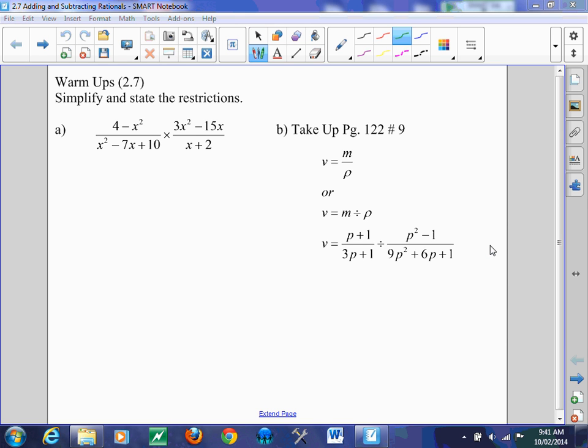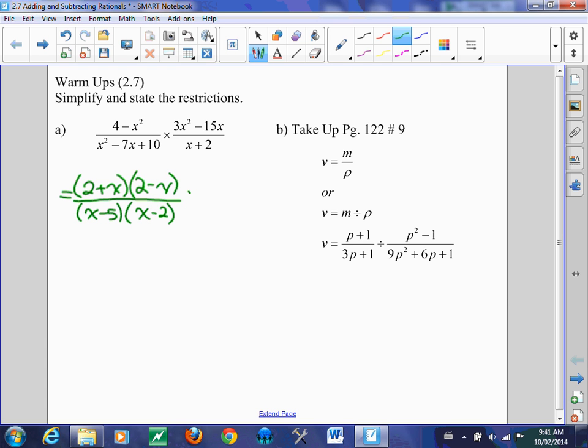All right, so the first one, ladies and gentlemen, if you pause to do your factoring, you will notice that you get 2 plus x and 2 minus x divided by, use your simple trinomial factoring, you should get x minus 5 times x minus 2. And up at the top on the second expression, we're going to common factor out a 3x and have left over x minus 5. And on the denominator, it's simply x plus 2.